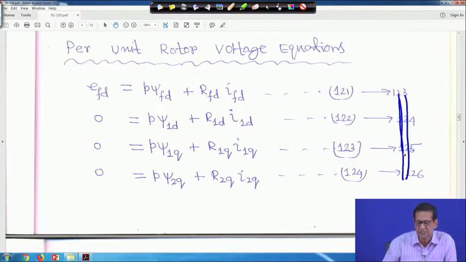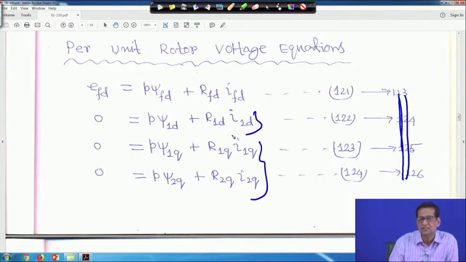Then 0 is equal to, because it is a closed winding; the others are amortisseur windings. So, p psi 1d plus R1d I1d equals 0, and we have chosen two amortisseur windings on the q axis. Therefore, p psi 1q plus R1q I1q is equal to 0, that is equation 123, and another one is p psi 2q plus R2q I2q is equal to 0, because we have chosen two amortisseur windings on the q axis. That is why these are two equations, and on the d axis only one, that is why this is one equation. So, this is equation 24.